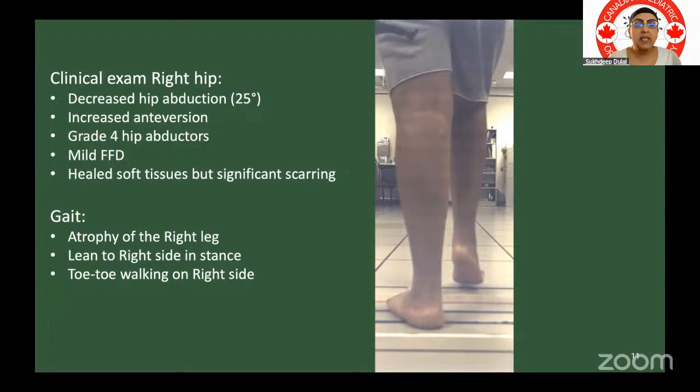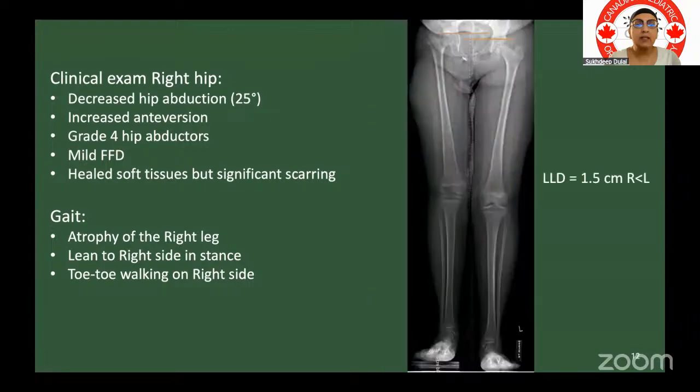When you assess his gait, which I don't think the video is going to work as usual, but that's okay, you could see that there's some atrophy of the right leg, which you can appreciate on this image, as well as a lean of the trunk to the right side when he's standing on that side, and toe walking on the right side. We obtained a scanogram.